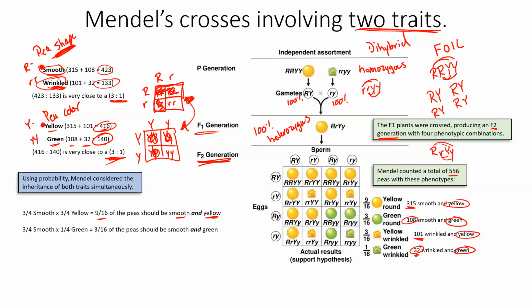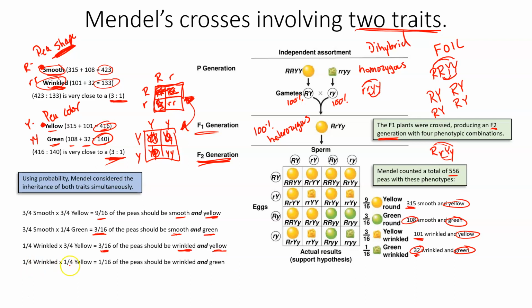Okay, 3/4 smooth times 1/4 green should give us 3/16. 3 times 1 is 3, 4 times 4 is 16. That is the probability of smooth and green. Again, smooth is the dominant trait, so that's 3/4. Green is the recessive, so that is 1/4. 1/4 wrinkled times 3/4 yellow. That is the dominant trait. This is the recessive trait. Should be 3/16. 1 times 3 is 3. 4 times 4 is 16. That is the probability, 3/16, of producing a wrinkled and yellow pea.